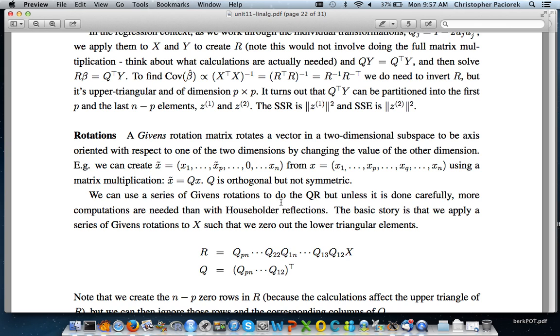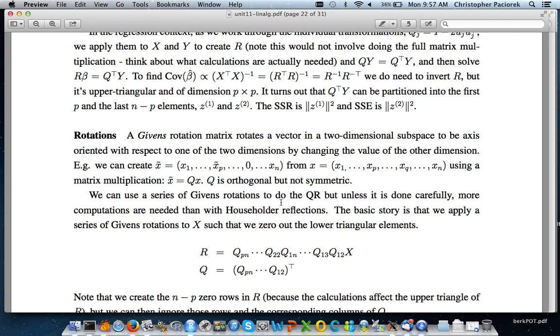The result of this is this value keeps changing as I do these successive rotations. But I'm basically going to work my way all the way through, doing Q1n up through Q12, such that I zero out all of these elements of the first column. So that's the first step. Well, that's one step that's composed of multiple steps. And then I'm going to proceed in similar fashion with the second column and the remaining columns to zero things out.